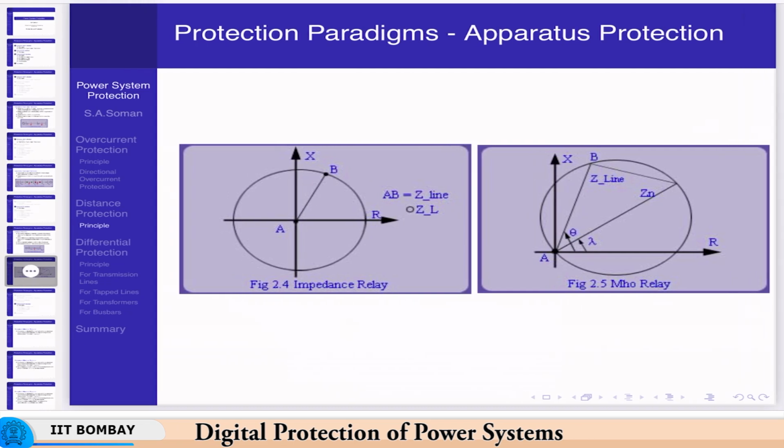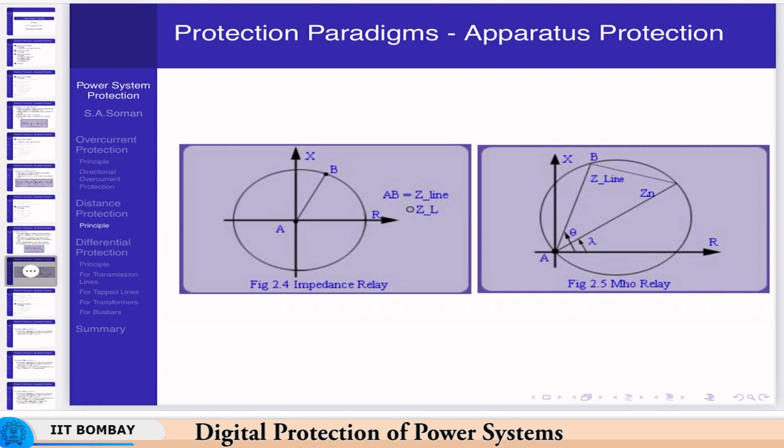If you see the figure on the right hand side, it shows that the circle is offset, so it is known as the Moe relay. If you notice here, the characteristic is almost entirely in the first quadrant. So, we have made sure that the relay will operate only when the voltage lags the current, which is what we saw in the directional relay also, and the directional objective is achieved.